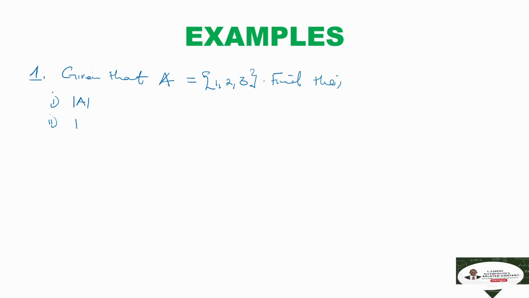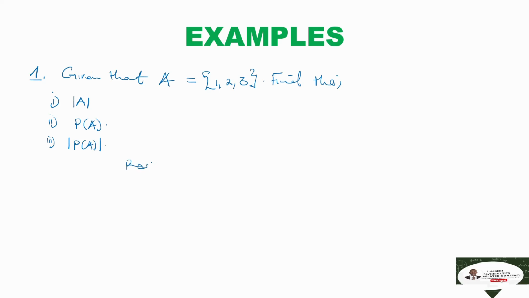Let's have examples. Let's have example 1. Given that set A has members 1, 2, and 3, find: Roman number 1, the cardinality, which is abbreviated as the magnitude of set A. Roman number 2, we find the power set of set A. Roman number 3, we shall define the cardinality of the power set.